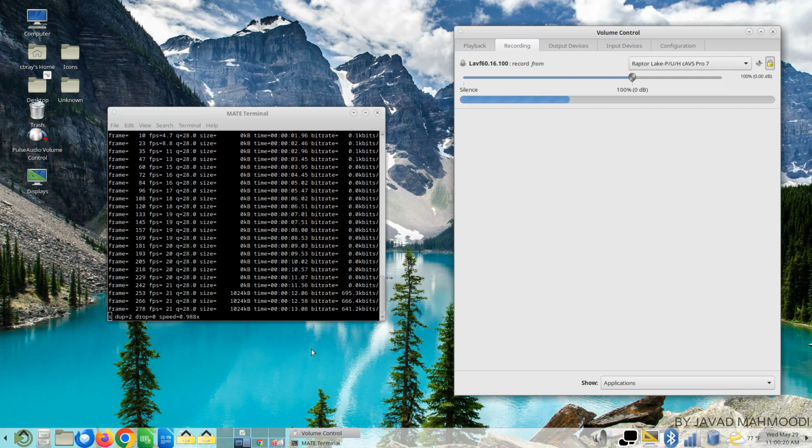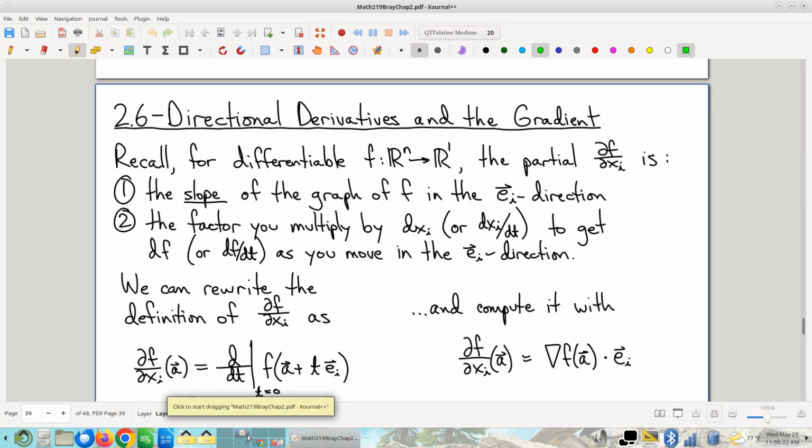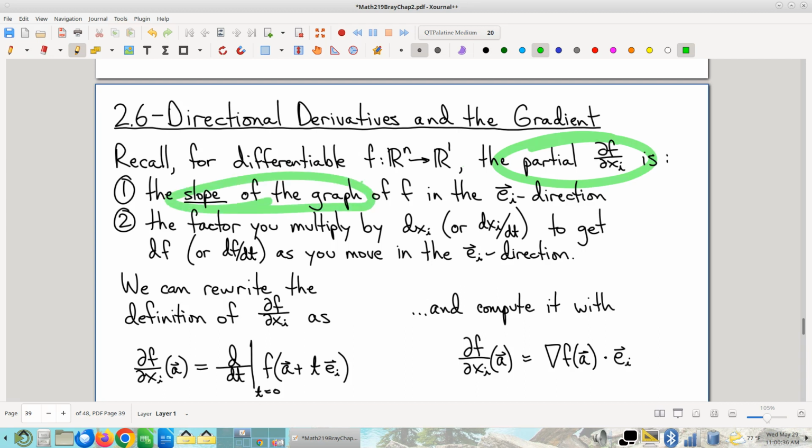Okay, here we go. So here's where we left off last time. We just barely scratched the surface of section 2.6, and basically all I did is remind you of some already established facts about partial derivatives. So partial derivatives are slope of the graph. That's one important interpretation. They're a multiplicative factor. They're what you multiply by input change to get output change. Now, both of these interpretations come with an important asterisk.